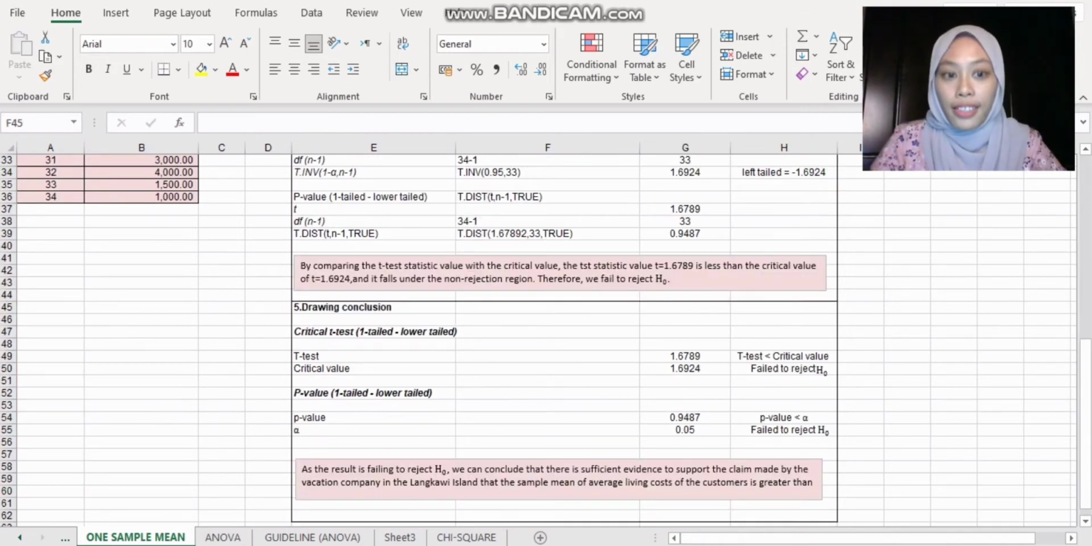For the last step, we're going to draw a conclusion. We must compare the critical value with the t-test. So we can conclude that we failed to reject because it is included in the non-rejection region. We failed to reject the null hypothesis. So the same goes with the p-value. We failed to reject the null hypothesis.